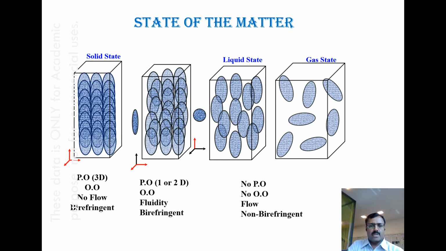You know that in solid states, molecules are arranged in three-dimensional positional order and orientation order, but there is no flow and no bifurcation. In the case of liquids and gases, there is no positional order, no orientation order, and no bifurcation. Their molecules are free to take the shape of the container. But in this state, you can see these molecules are between the two states, liquid and solid.